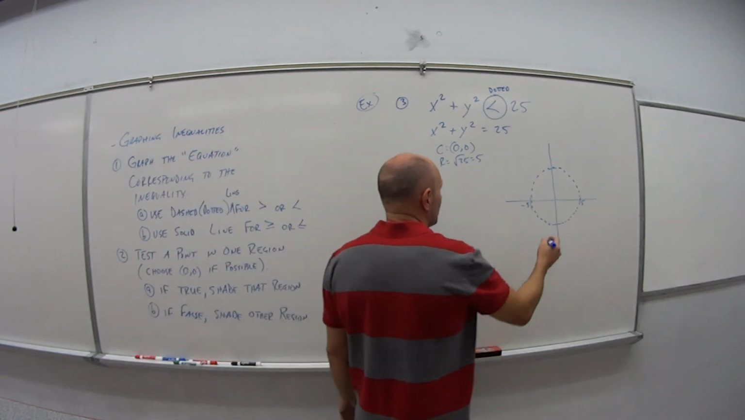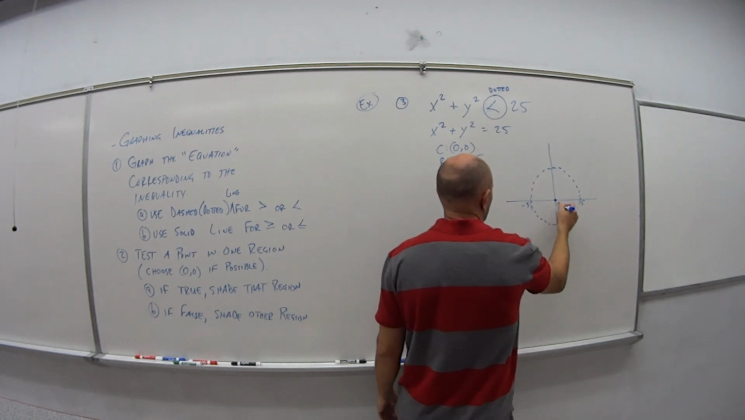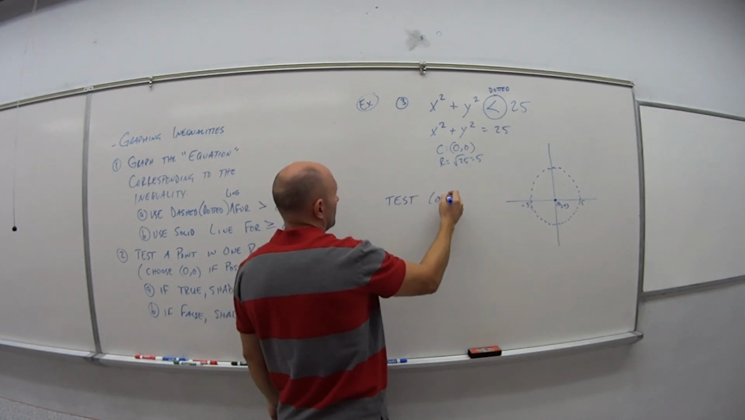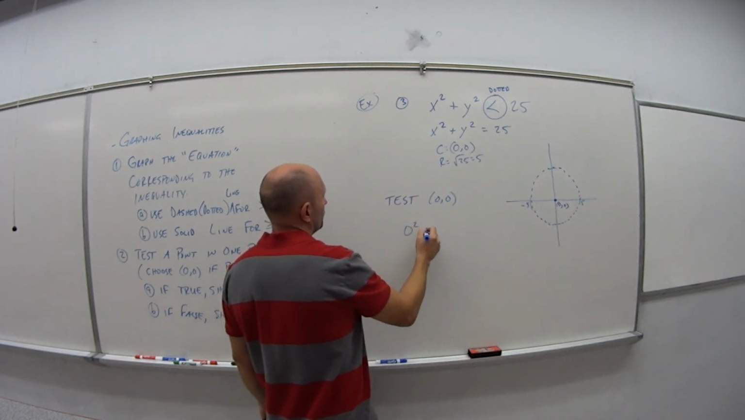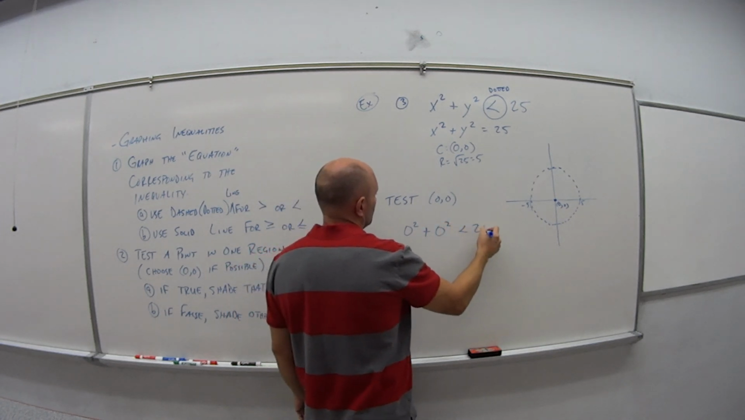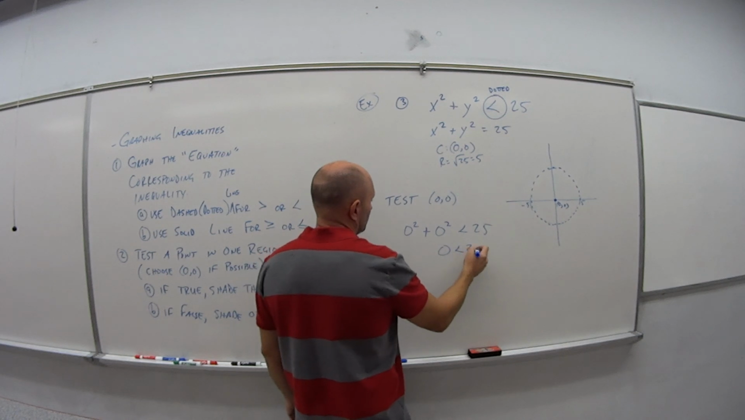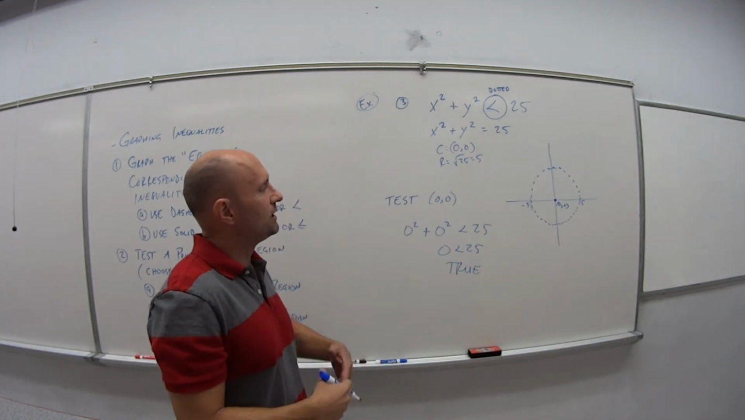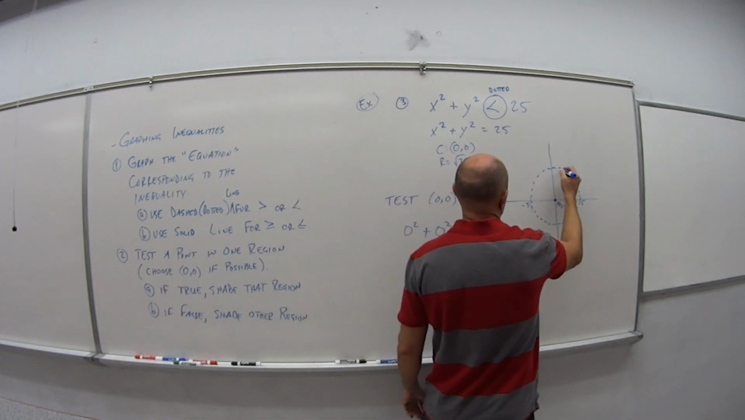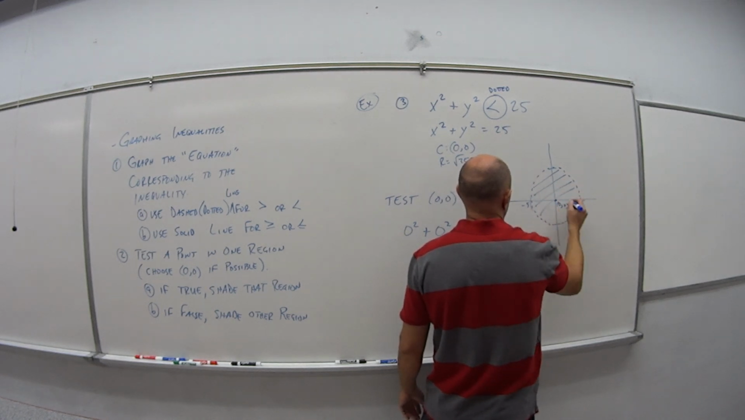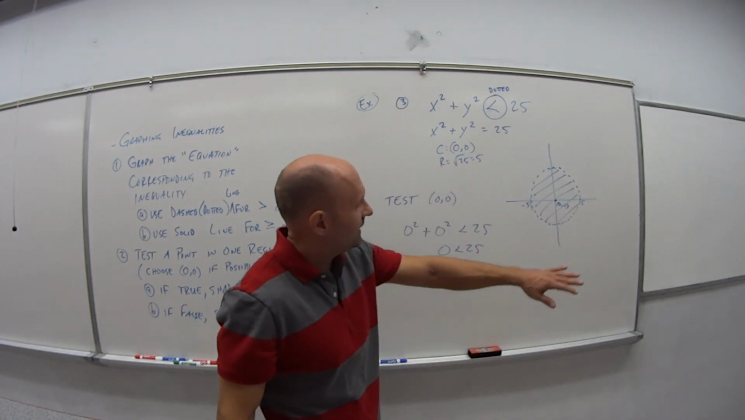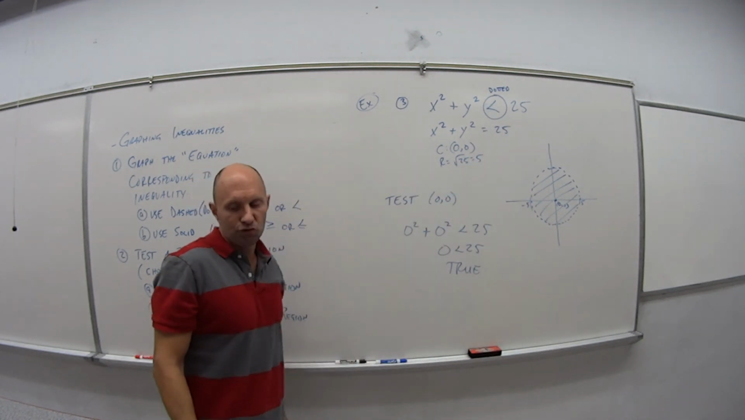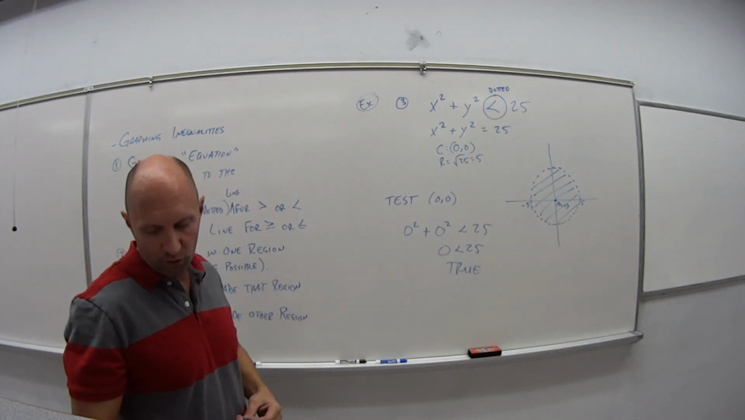Pick a test point. In this case, I can now pick 0, 0. And why do I do that? Well, when I do it, all of the variables just go to 0. So I get 0 squared plus 0 squared is less than 25. 0 is less than 25. That's true. Because it's true, I have to shade the region that has that test point, which is inside the circle. So my answer should look like this. Any point that I pick that's inside that radius 5 circle is going to be true for the inequality that I started with.